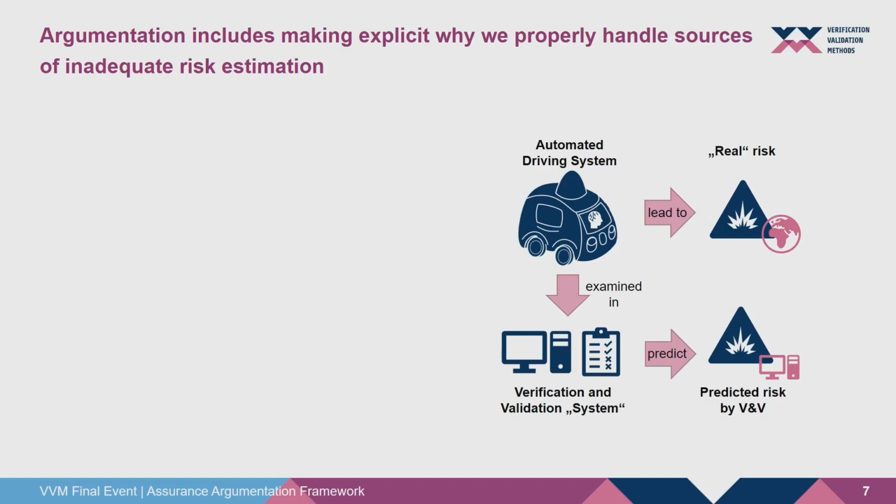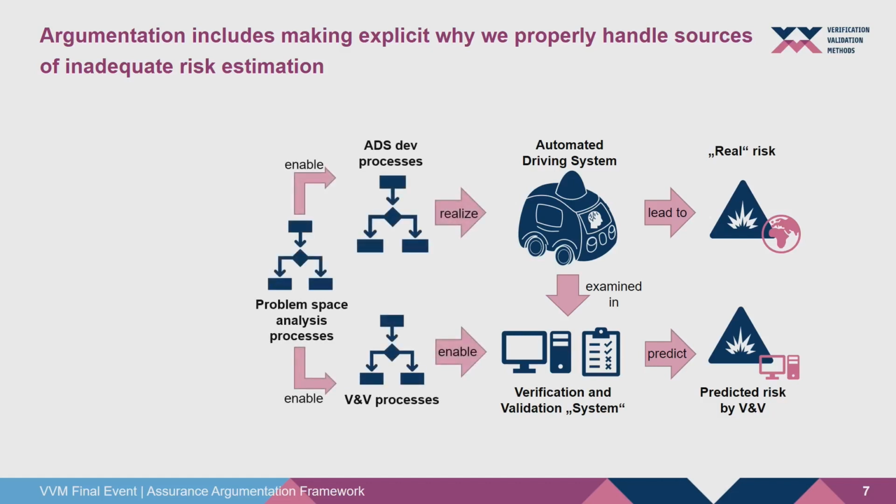However, what we definitely must not do is underestimate this risk. In order to avoid that, we try to handle all the sources that may lead to an inadequate risk estimation and, in consequence, to an underestimation. An obvious source is what we are already seeing here: the ADS and the verification and validation system itself. If they still have residual failures, functional and performance insufficiencies, this may lead to an inadequate risk estimate.